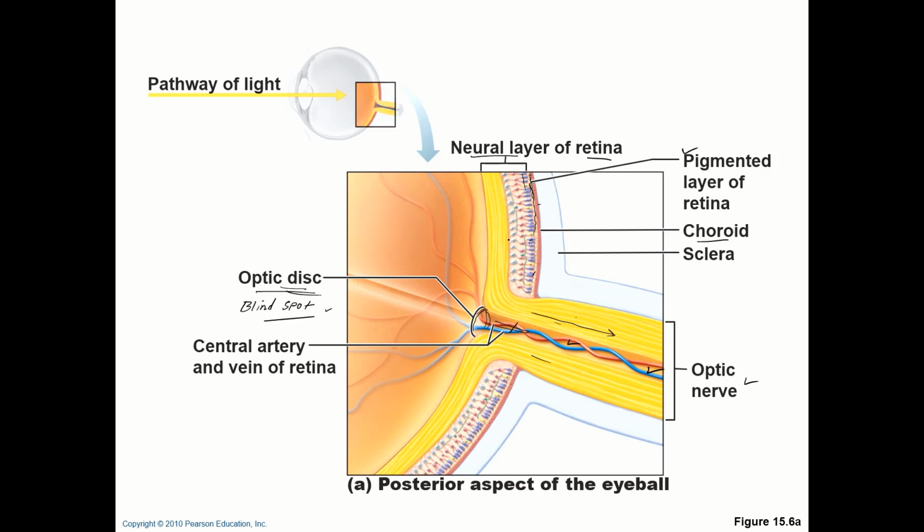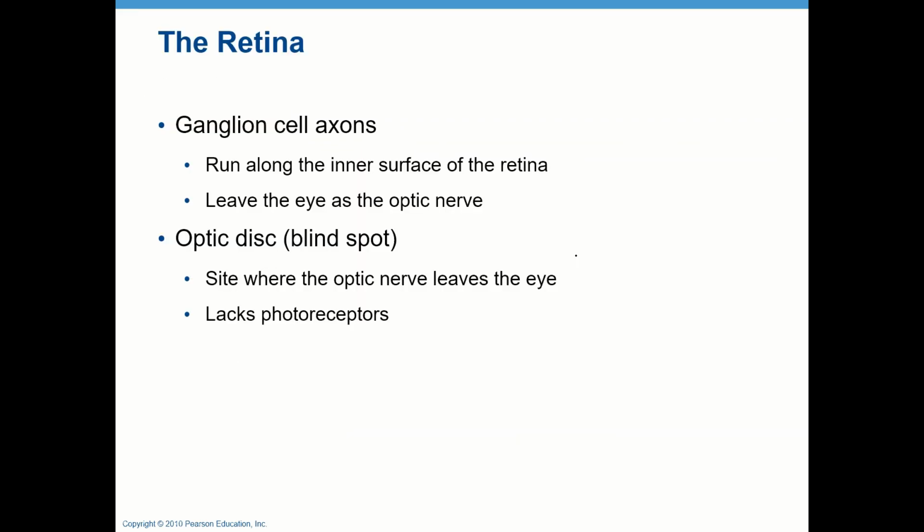Okay, now you remember I said that in the retina neural layer you have rods and cones as well as other neurons. So you see other cells or neurons are here. We will see what those cells are.